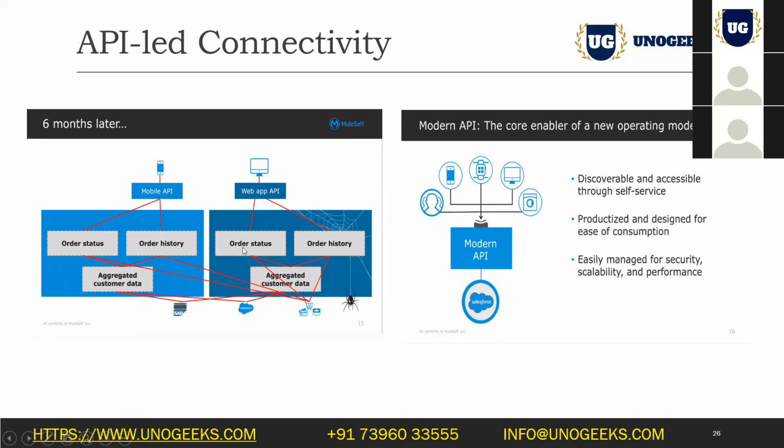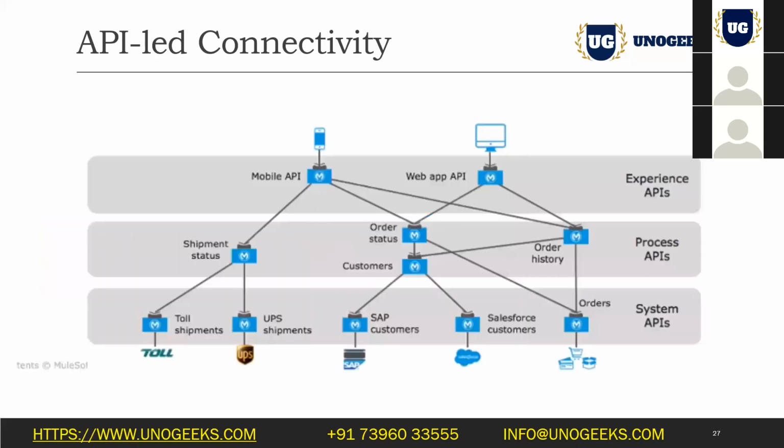It makes sense, right? We have this order status, order history, everything there. Why can't we reuse it, and why can't we connect our mobile API to this? That is why a new approach came into the picture, which is the API-led approach, or API-led connectivity, where we define our resources in three ways. One is the system API, the other is the process API, and the experience API.